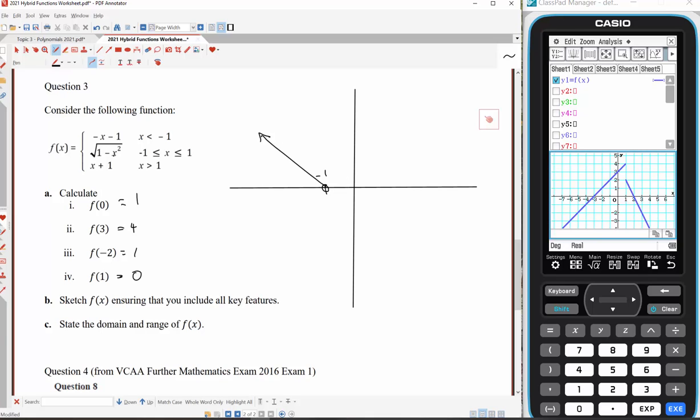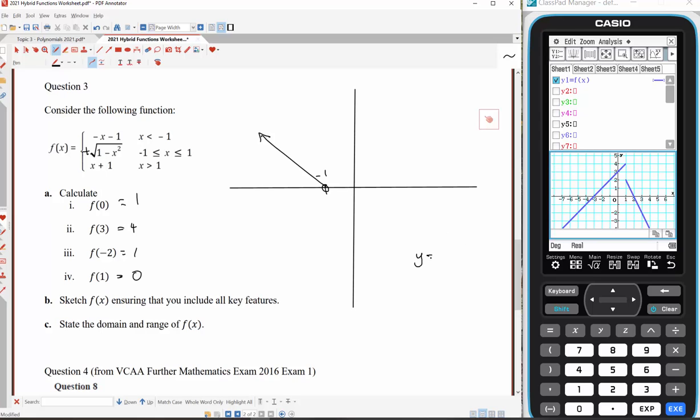Alright, now what we've got here is the circle. So this is a circle. It's the top half of a circle because that's plus. So, and its radius is going to be 1. Alright, now how do I know that? I'll just show you quickly.